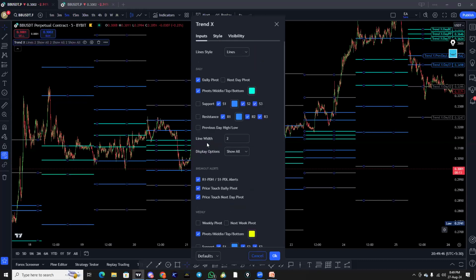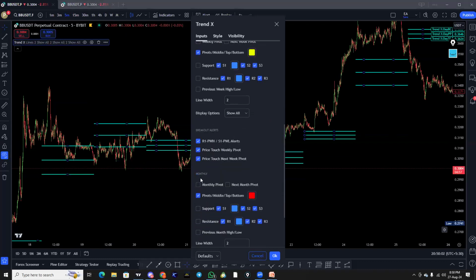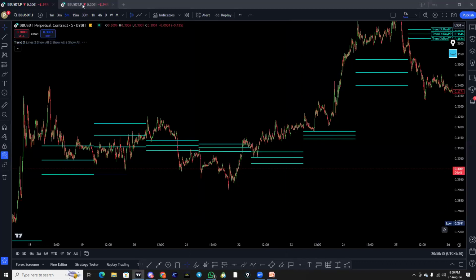If you are new to this, I'll show you the settings. We don't have anything to change here. We have three simple sections. This is daily and this is weekly, and further down we have monthly. When you check this, you will get the monthly pivots. So here I'll add daily and weekly in one chart to show you. I'll just come back to the 1 hour.